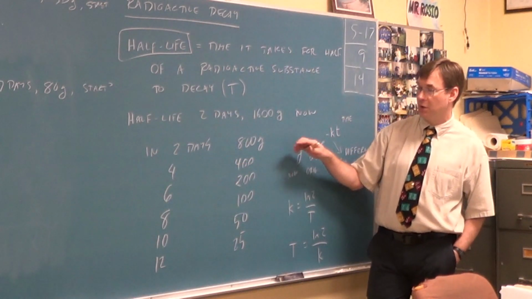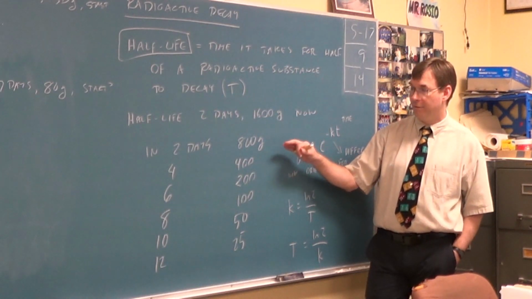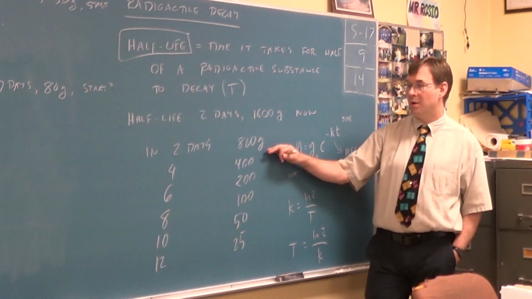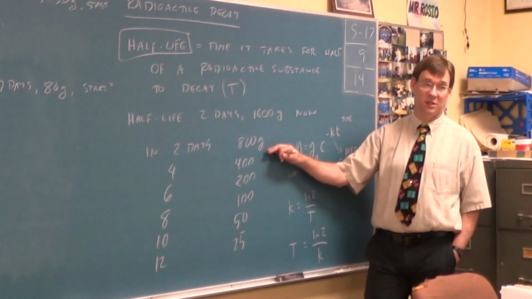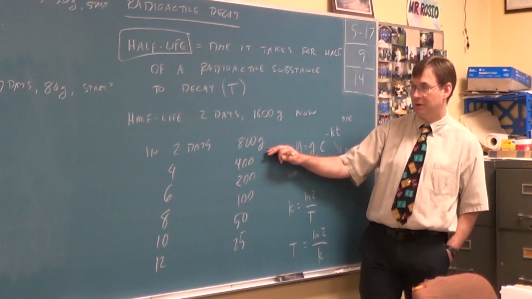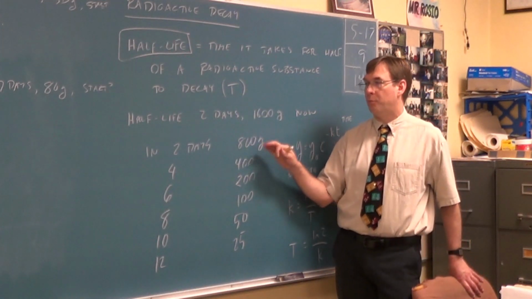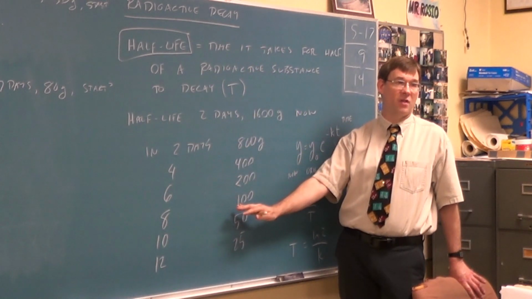The 3-day answer would be somewhere between 800 and 400, but it wouldn't be dead halfway. It would not be 600. It would be somewhere, maybe it's 650, maybe it's 5-something, just somewhere in between. Any questions about the idea of half-life and what's going on?